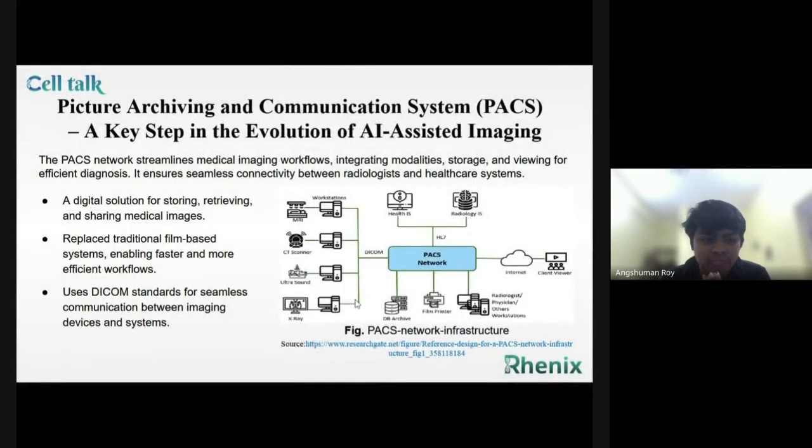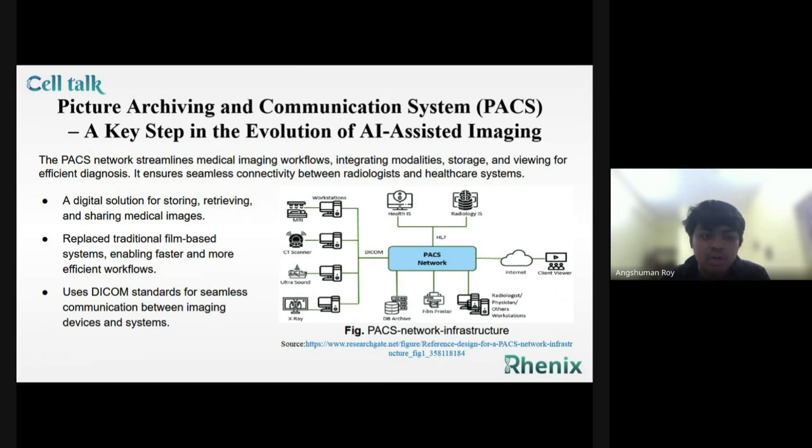This is another very key step in the evolution of AI-assisted imaging: PACS, the Picture Archiving and Communication System. PACS networks streamlined medical imaging workflows, integrating modalities, storage, and viewing for efficient diagnostics. It ensures seamless connectivity between radiologists and healthcare systems. It provided a digital solution for storing, retrieving, and sharing medical images. It replaced the traditional film-based system, enabling faster and more efficient workflows.